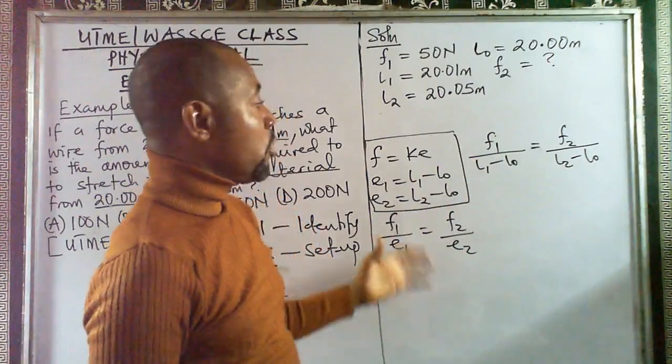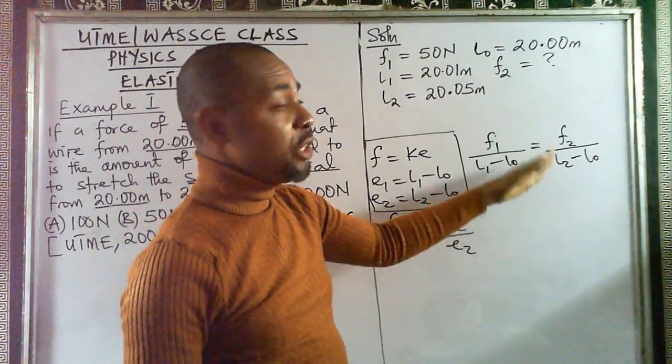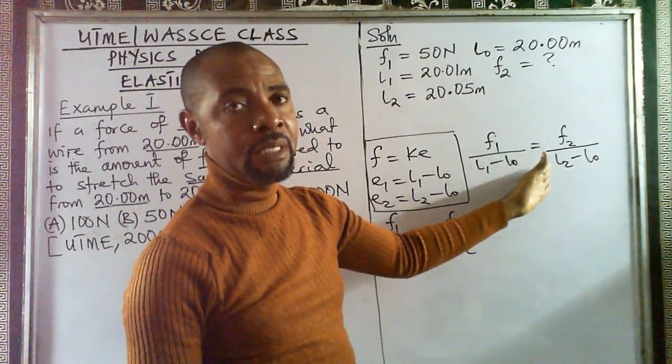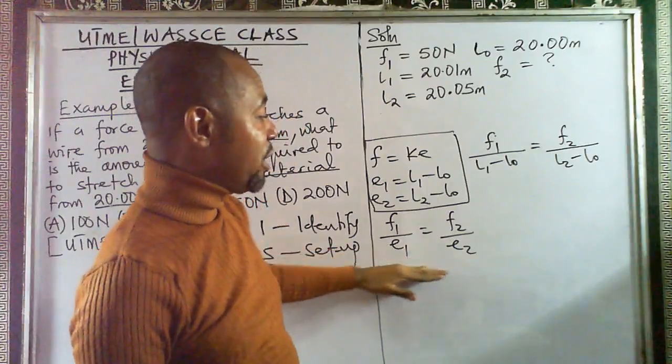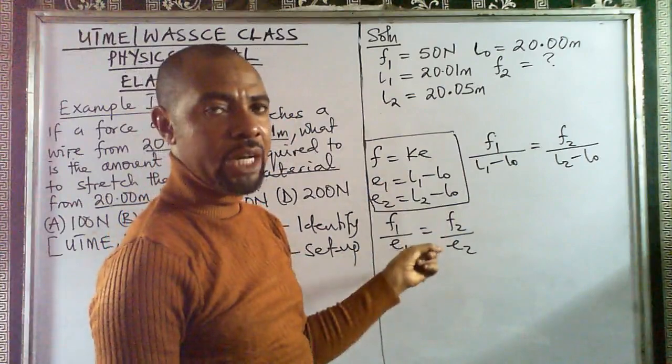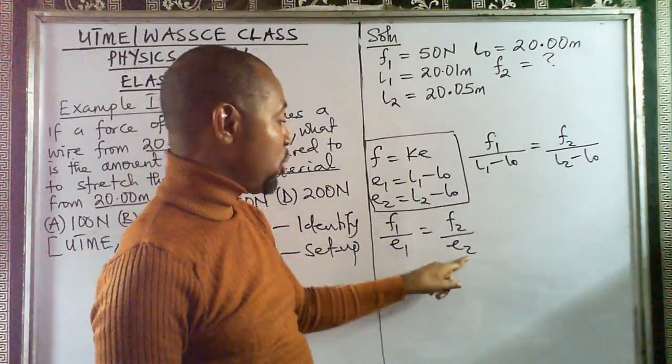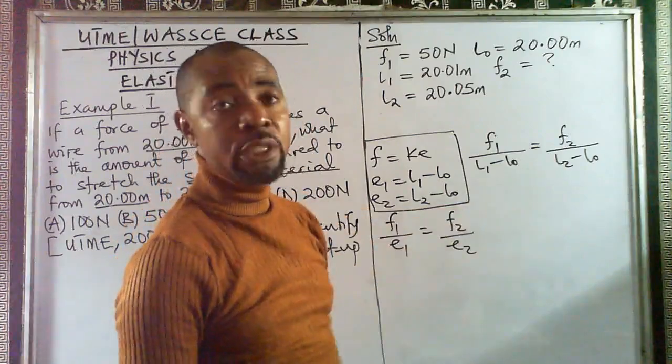Okay? So when we check the other one and we discover that we still have a problem, then we can see if we can use this equation. But for now, this cannot give us F2 directly. Not that we cannot use it, but directly, because we don't know this and this. Then we'll go to this equation.